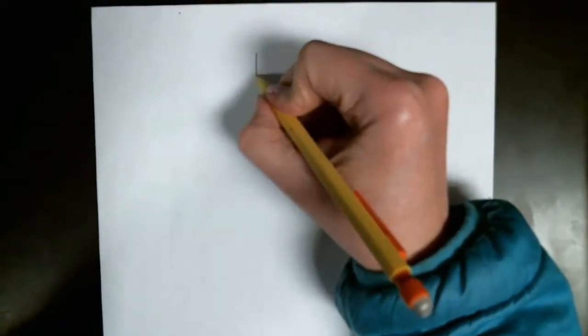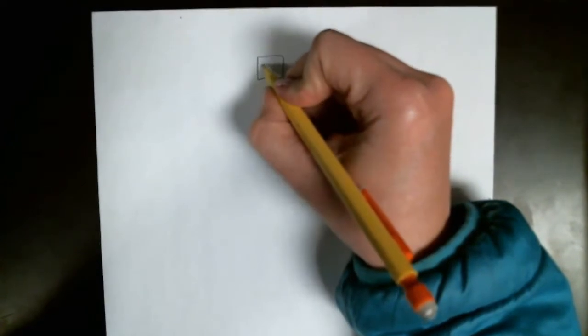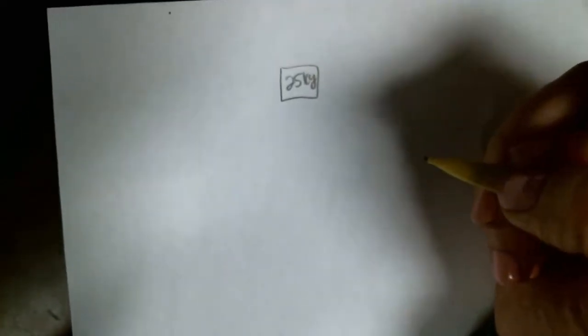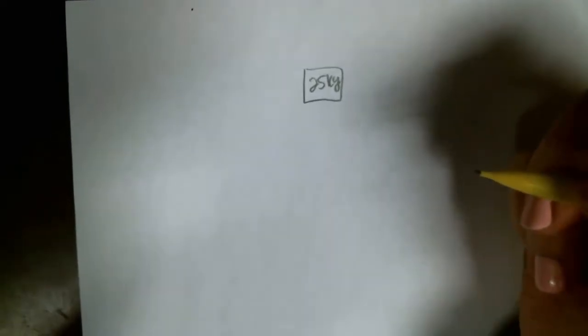But I wanted to do a quick thing showing you guys how to do some more calculations with free body diagrams. So let's say we have a box and it has a mass of 25 kilograms. Sorry, I'll try to get in closer for you there. There we go. And let's say that box is just sitting on the table.